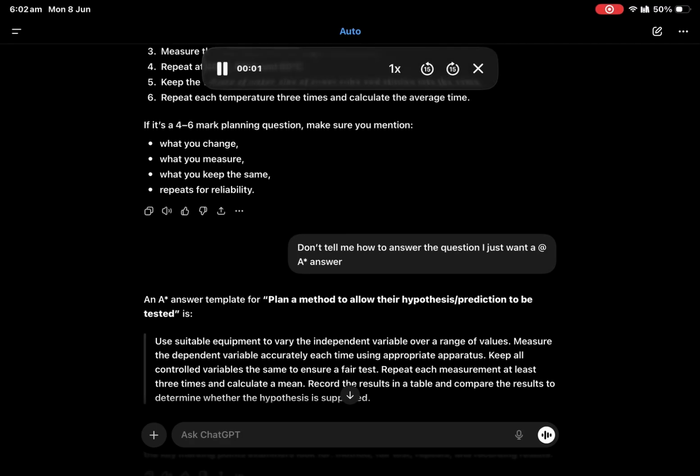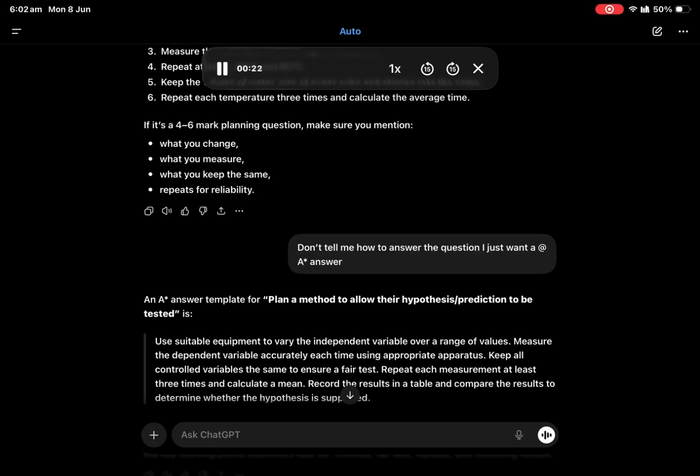For a question like, plan a method to allow their hypothesis prediction to be tested, CCEA wants a simple, fair test method. A good answer structure is: 1. List the equipment needed. 2. Change the independent variable. 3. Measure the dependent variable. 4. Keep the controlled variables the same. 5. Repeat and calculate an average.